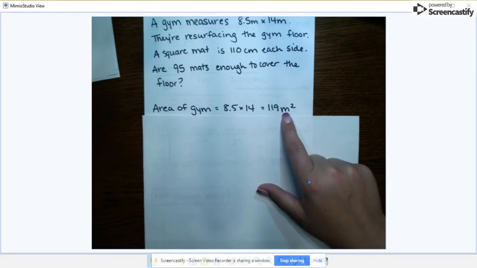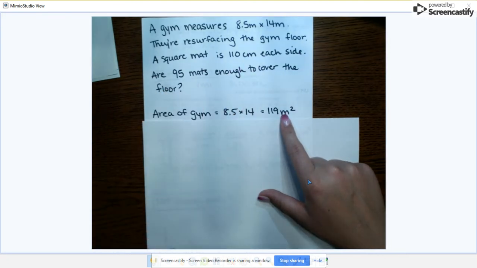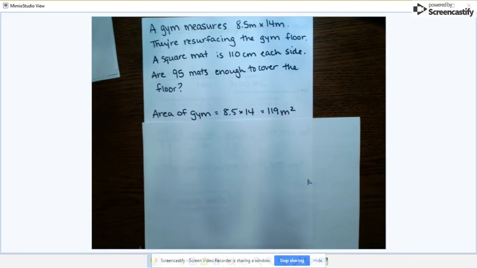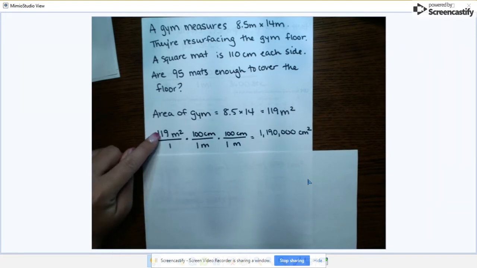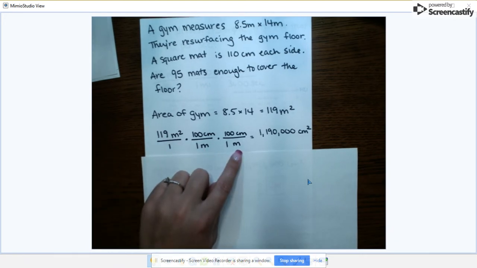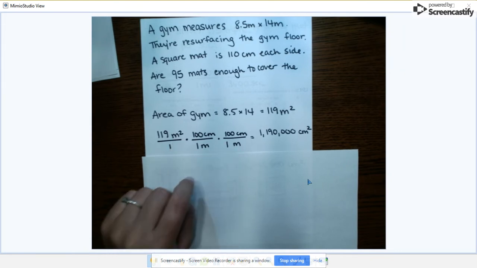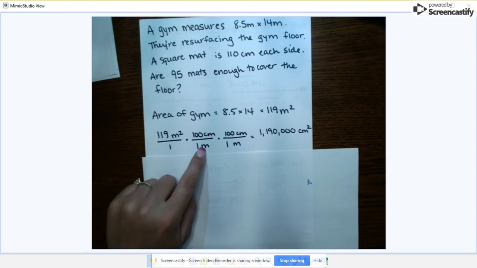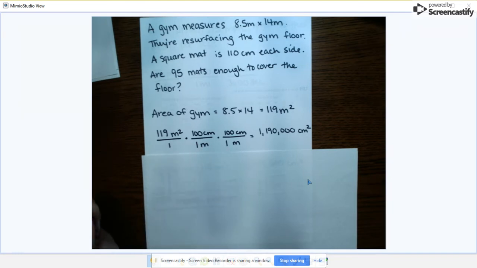But notice that our gym is in meters and our flooring, or our square mats, are in centimeters. So we're going to take this meters squared and change it into centimeters. So we start with 119 meters squared over 1. In order to cancel this meters squared, we have to have two fractions with meters on the denominator because this is technically meters times meters. So two fractions. And the comparison between a meter and a centimeter is that there are 100 centimeters in 1 meter. So we do that twice and get that our gym is 1,190,000 square centimeters.